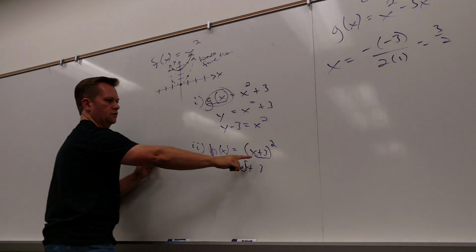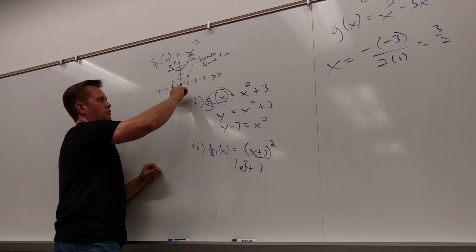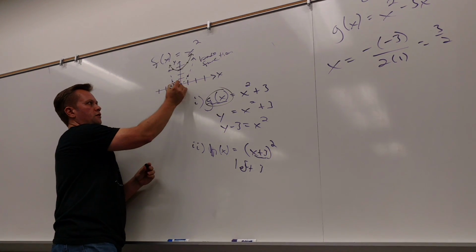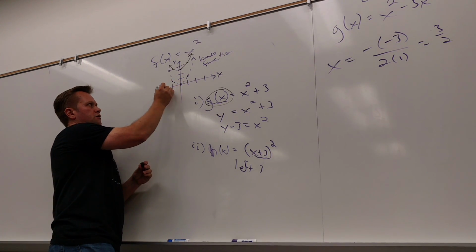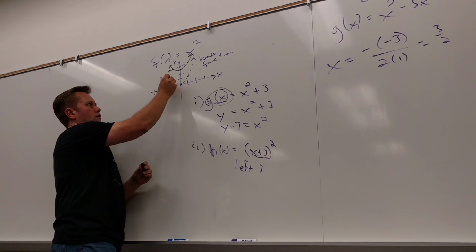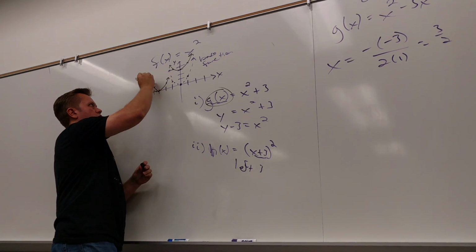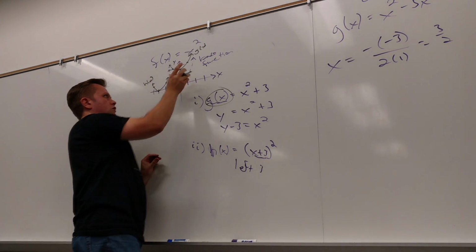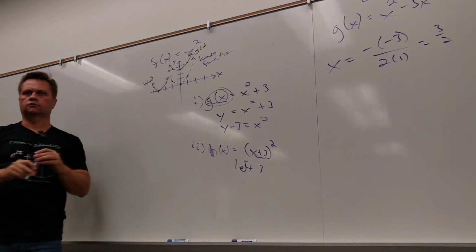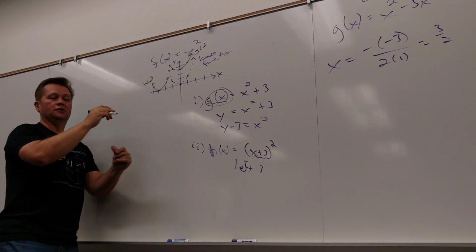So what would this do? Take every point and move it back 3. So 1, 2, 3. 1, 2, 3. 1, 2, 3. So here is the h function. Took the parabola and moved it back 3. And how do I check it?